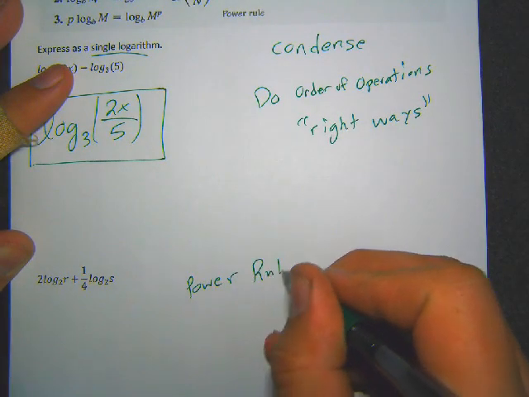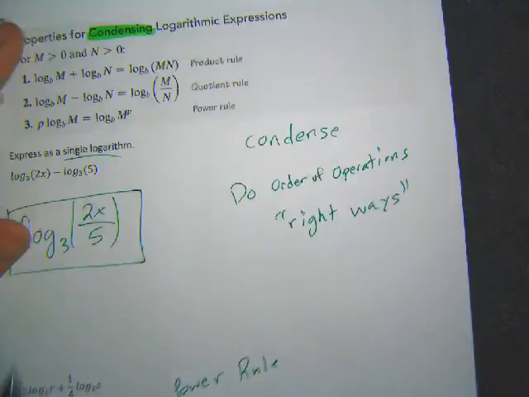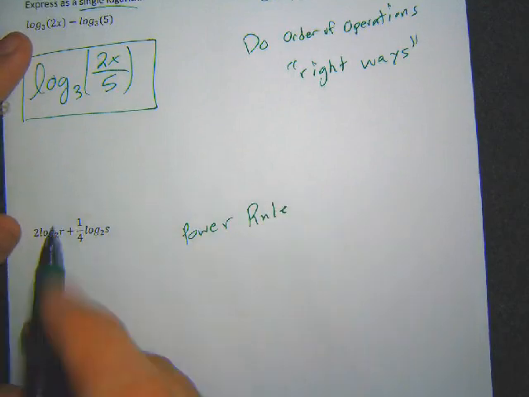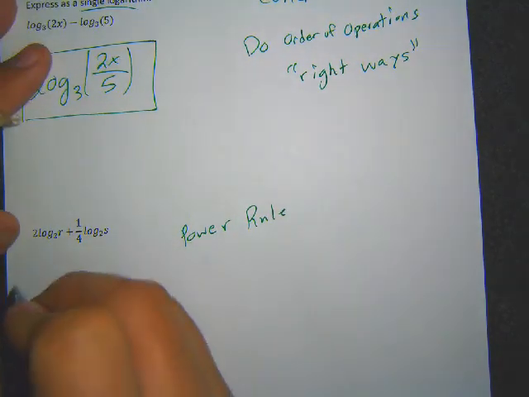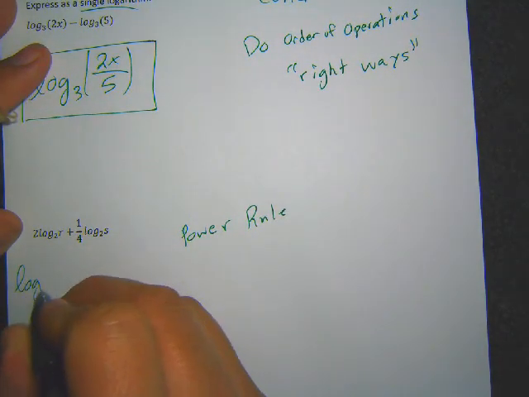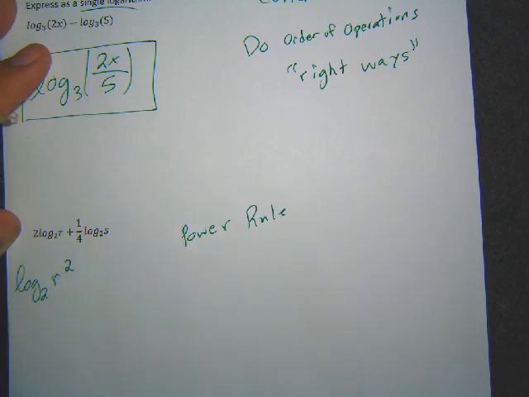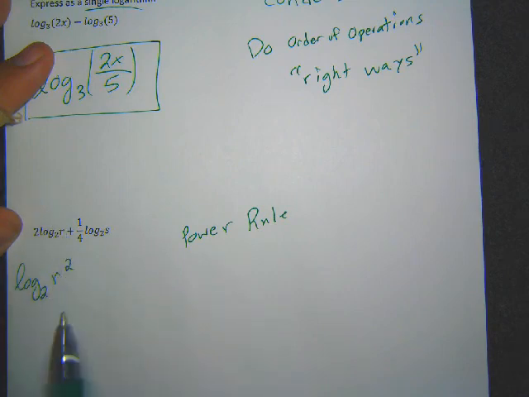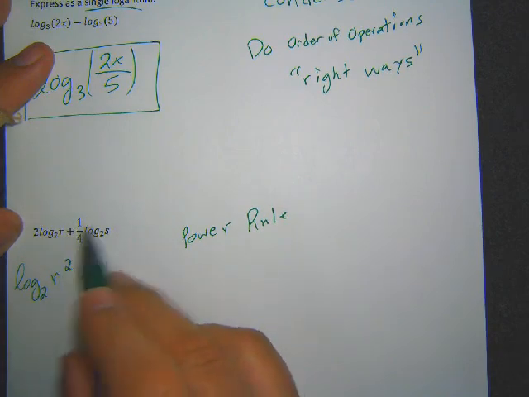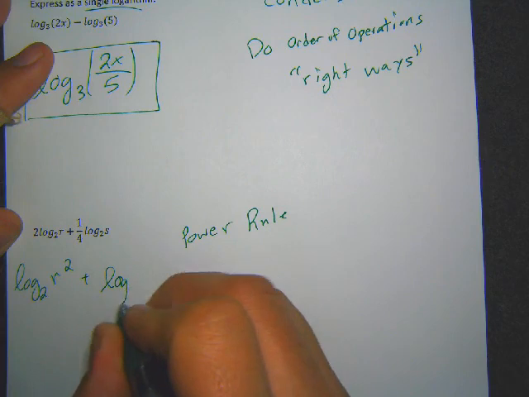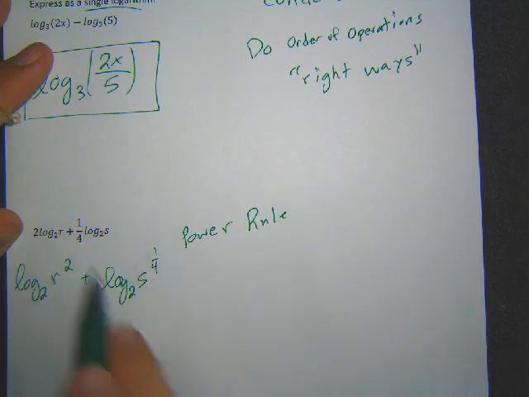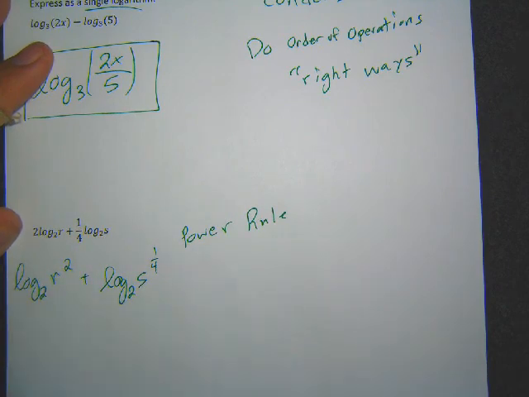Because remember, when you have something on the outside like this, that's because of the power rule. So we're actually going to put it back inside of the power. So something like this, 2 log base 2 of r, we're going to put that back together and get log base 2 of r squared. So we're putting that 2 out front back in as a power. Next one has a 1/4 in front, so this can become log base 2 of s to the 1/4. So those multiplications out front go back in as powers. That's how we get this.